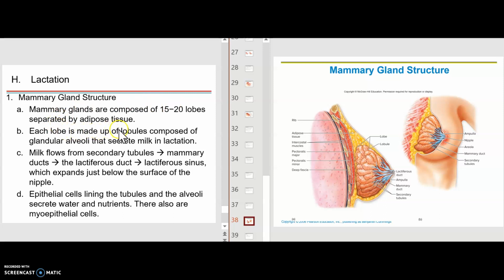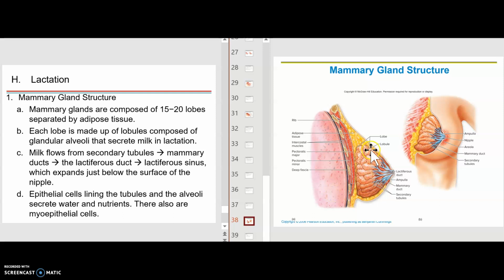Each lobe is made up of smaller structures called lobules, which are within the lobe. Within the lobule are alveoli. Glandular alveoli, not the alveoli in the lungs, but glandular that secrete milk in lactation. So milk would flow from the alveoli to the secondary tubules to mammary ducts to lactiferous ducts to the lactiferous sinus, which expands, and that's what is going to hold the milk.